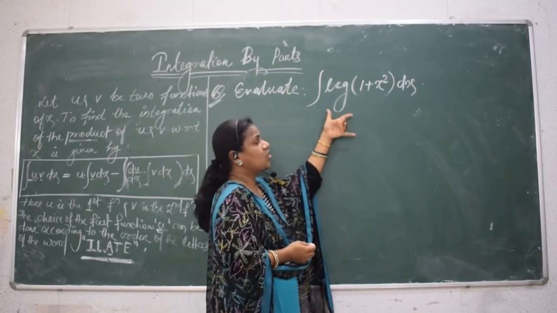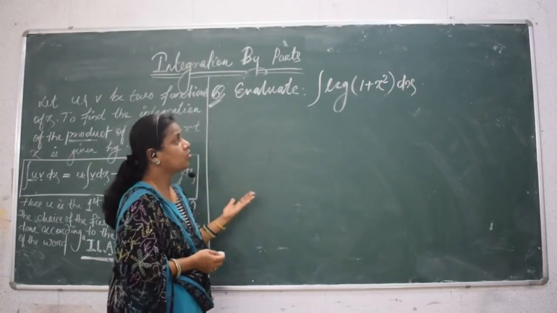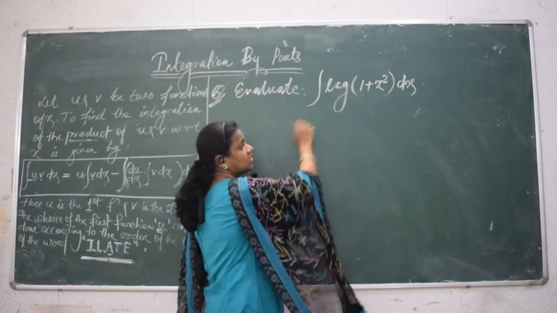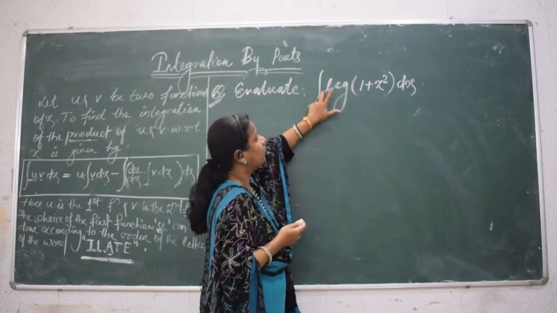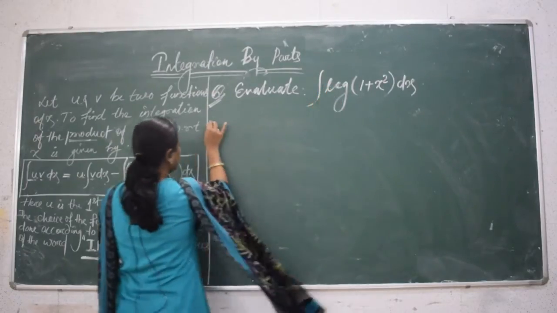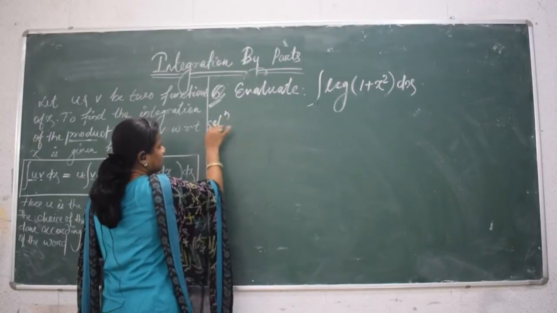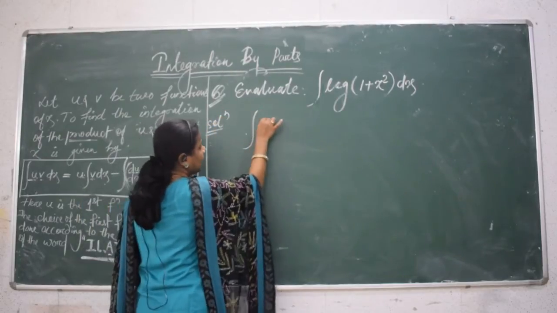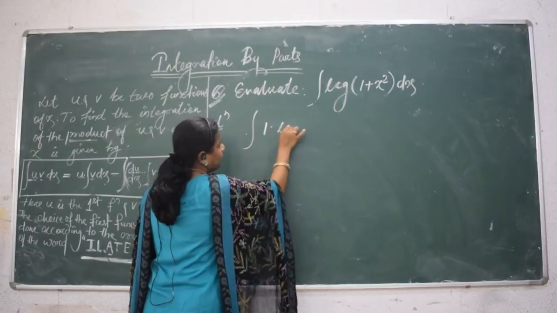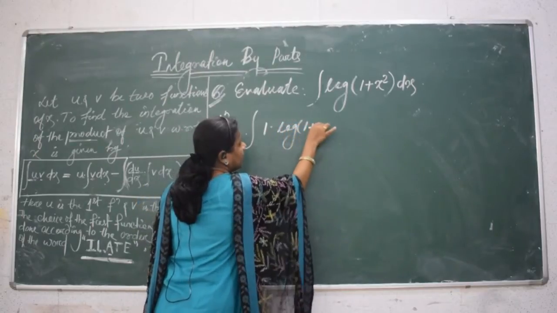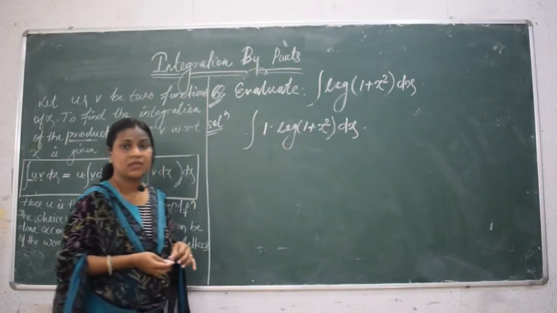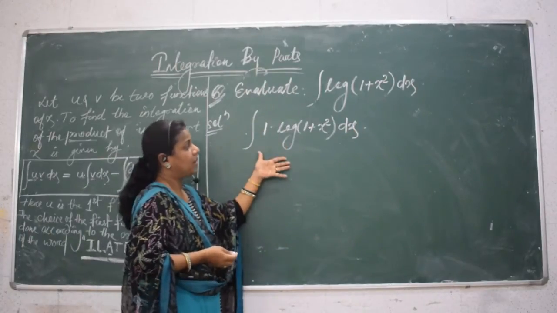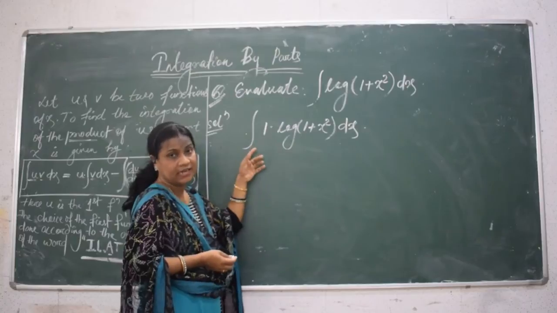not know the integration of log x. So how to do this one? Here also two functions are not there. So what will you do? Here nothing but 1 is there. We can write the solution as the integration of 1 into log of 1 plus x square dx. Here you can use by parts to solve this integration.